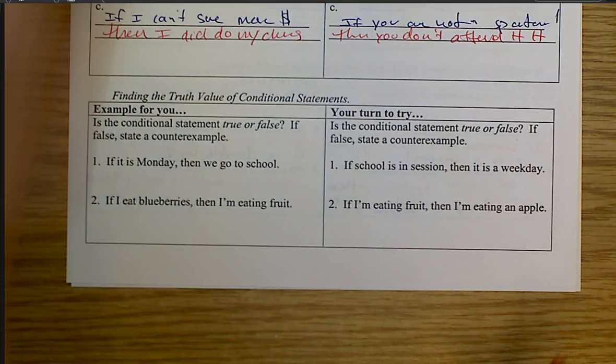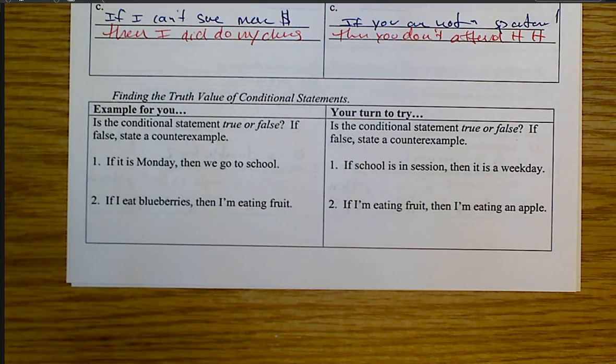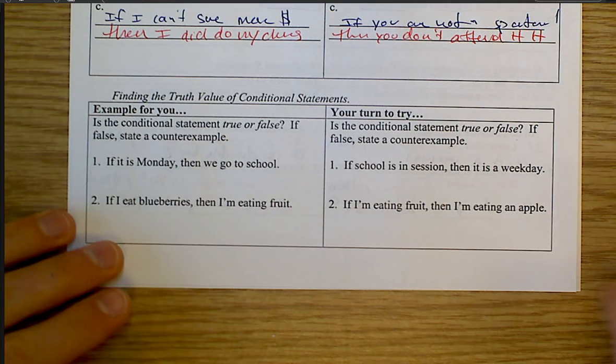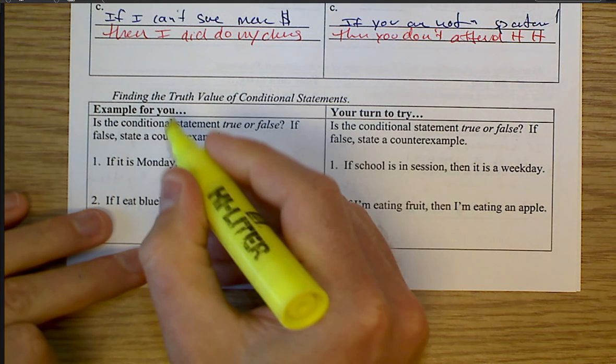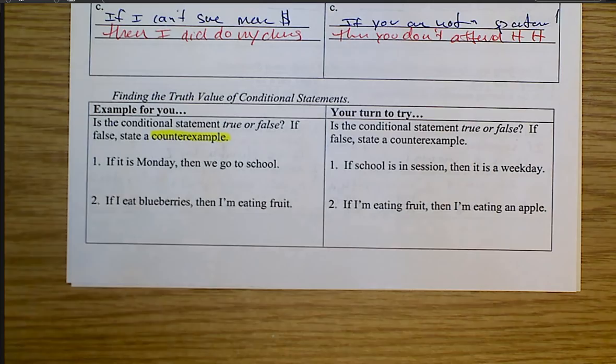When you have truth values, if you think something is false, you need to give what's called a counterexample, all right? That's a word that you'll see a lot in your homework, quizzes, and tests. And that's an example like I just said. If you are a Spartan, then you go to Homestead. Well, that's false because I'm a Spartan and I go to Michigan State University. That's a perfect counterexample. You just need one to prove something false, okay? So let's go through these and answer these questions.